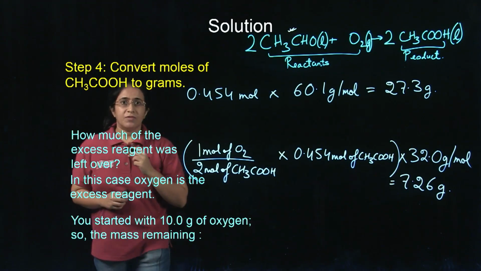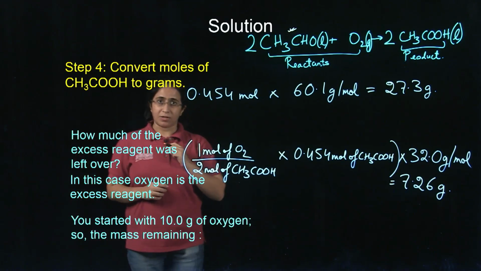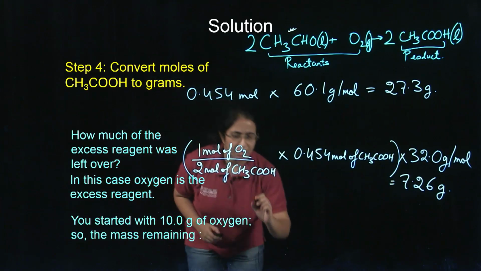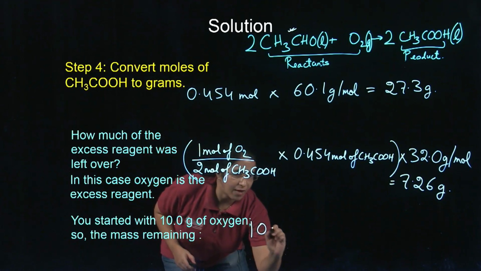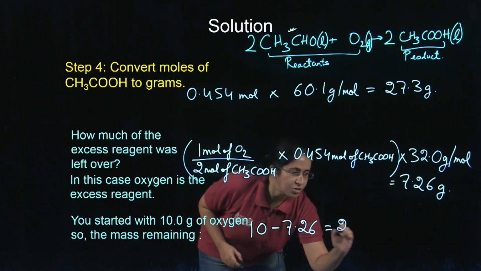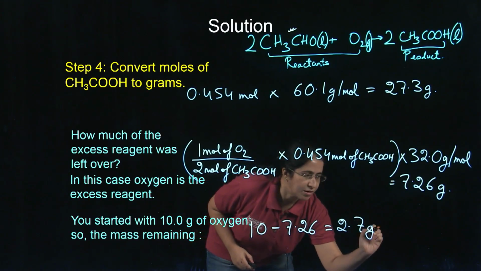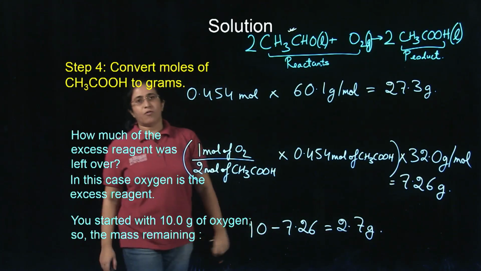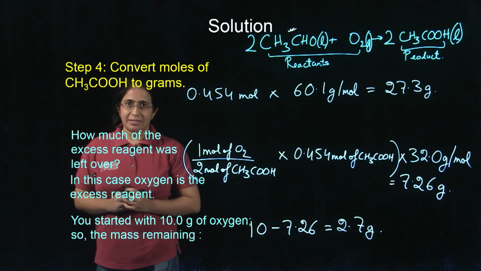Now remember, we started off with 10 grams of oxygen. So the mass of oxygen that will remain behind is 10 minus 7.26, and it's going to be around 2.7 grams. So this is the mass of oxygen that remains in excess.